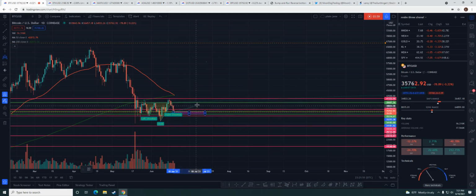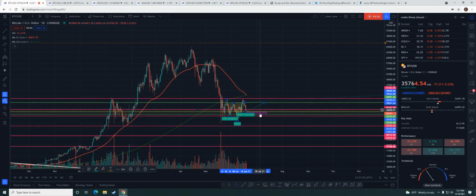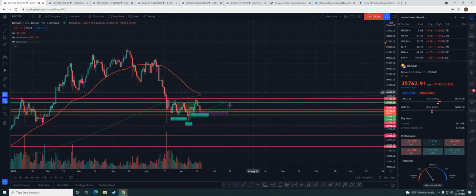But I just want to give you an example. See, it could go like this. It could go over like that even, as long as we get the head and shoulders. Once we do that, that's a $50,000 move.